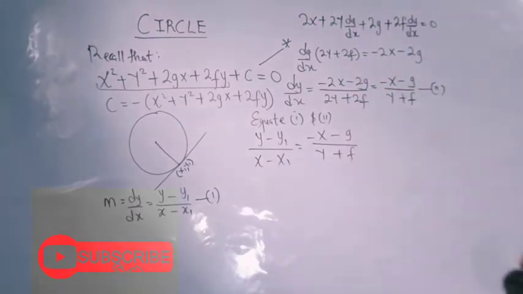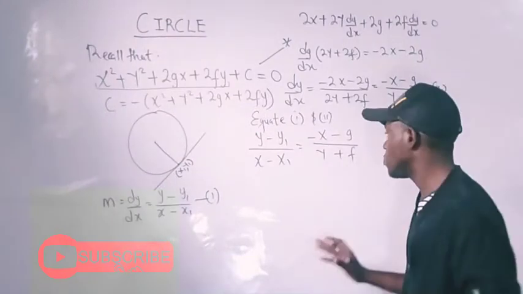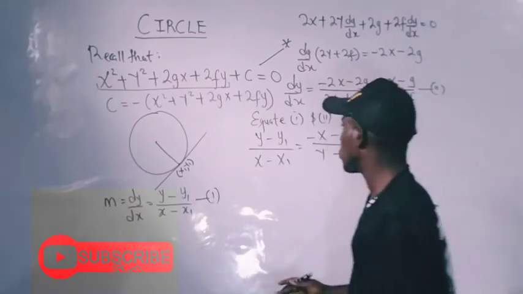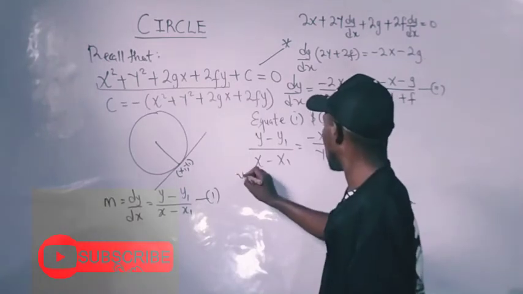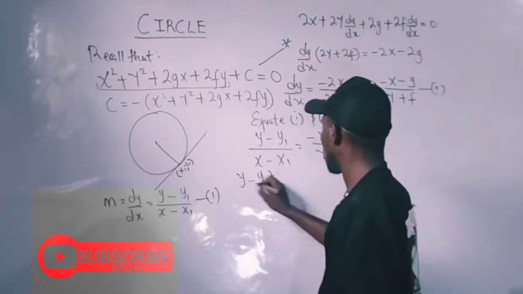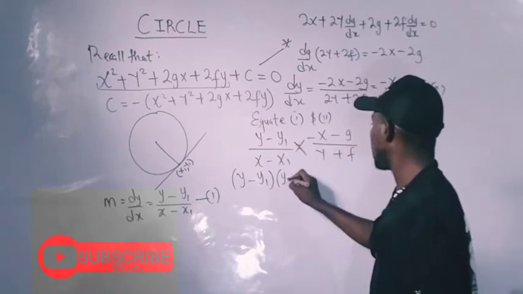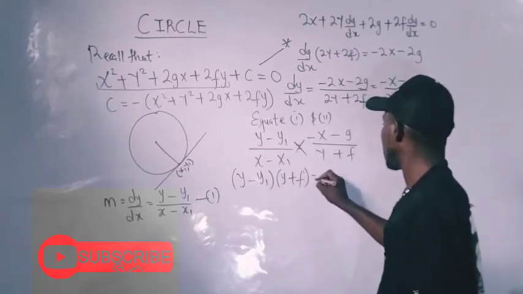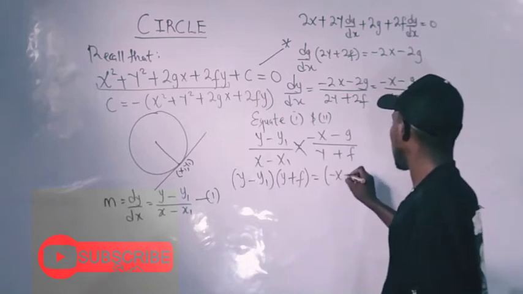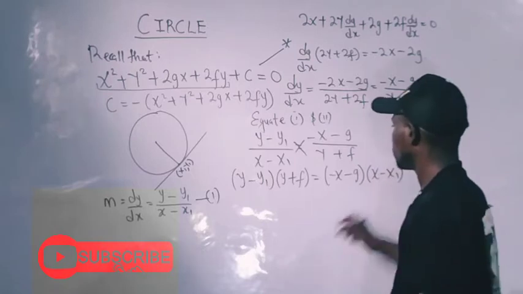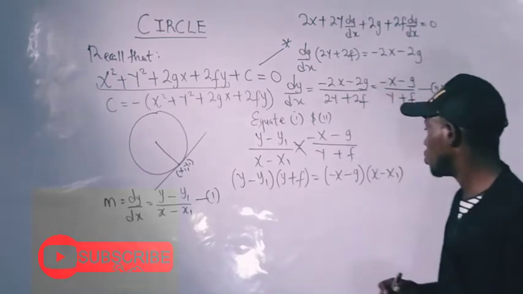So then I'll perform a simple mathematical principle of cross multiplying, so that by cross multiplication I'll be having y minus y1 in brackets, cross multiply, and I'll be having my y plus f, close the bracket, equals to what? Minus x minus g in bracket, x minus x1. So do your simple expansion. So what do you have?